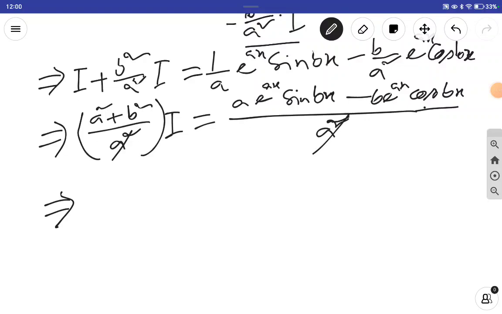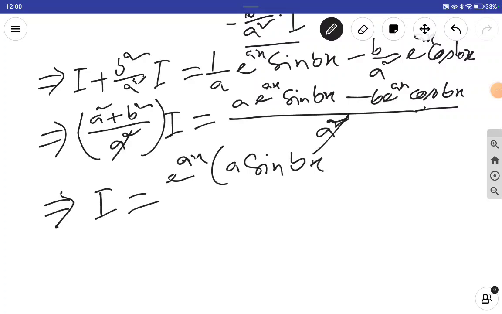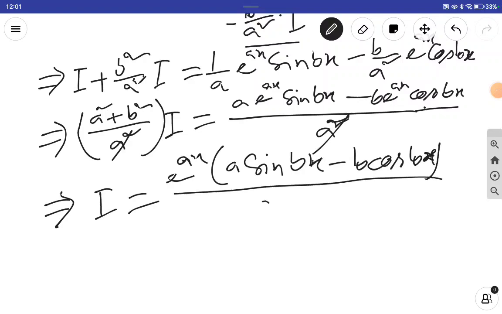So I equals e to the power ax I'm taking as common, so a sin bx minus b cos bx, divided by a square plus b square, plus c, and this is the answer.